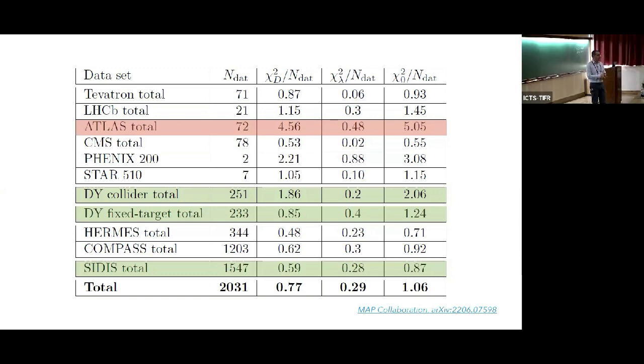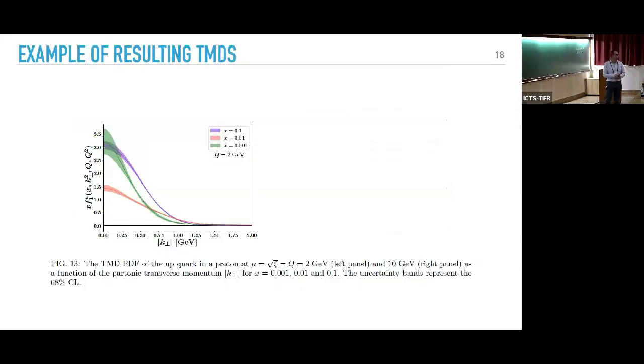ATLAS data have very small errors, and in spite of all our efforts at the moment, we were not able to achieve a good chi-square. But if you remove ATLAS data, the description is very good. What do you get out of this? You get these TMDs, so this distribution of quarks in x and k-perp.